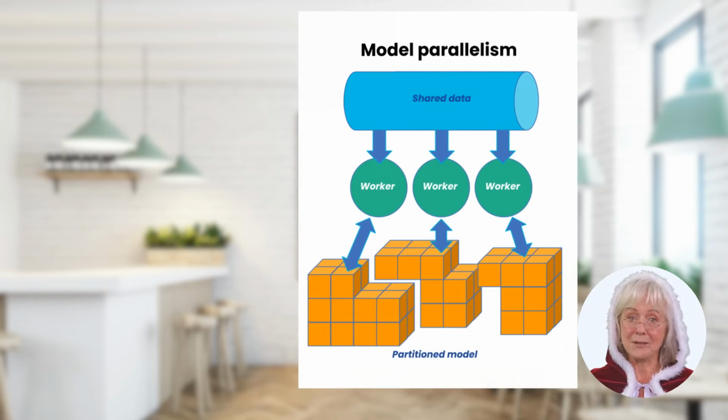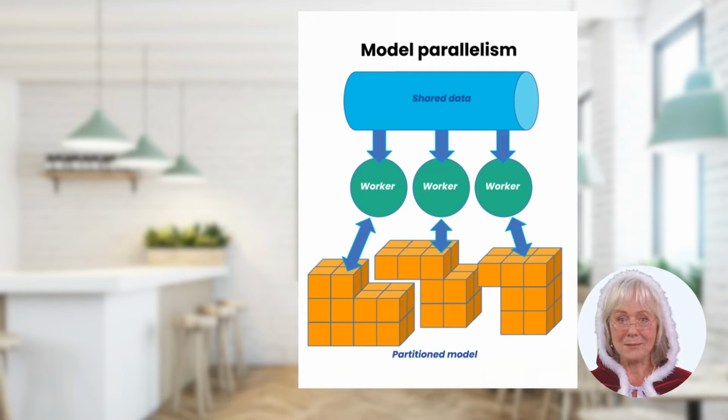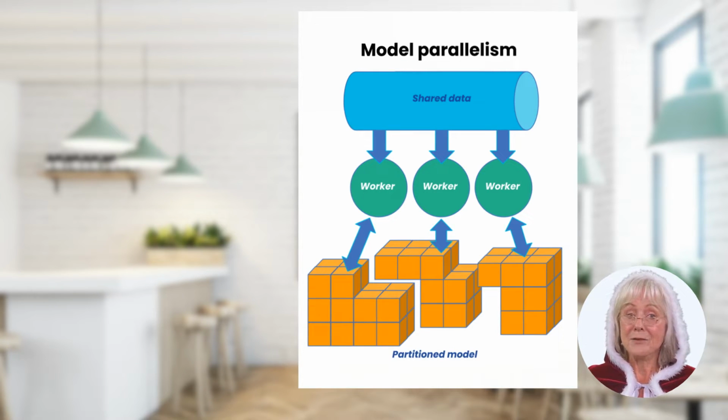Model parallelism, on the other hand, is like building a car on an assembly line. Each device gets a different part of the model and works on the entire dataset. So, instead of each GPU getting a whole model, they each get a piece of the model to train.